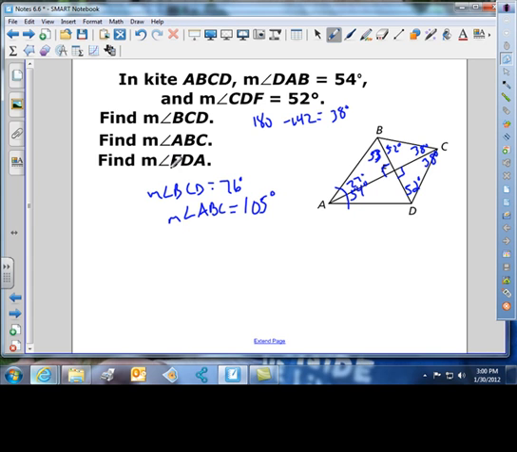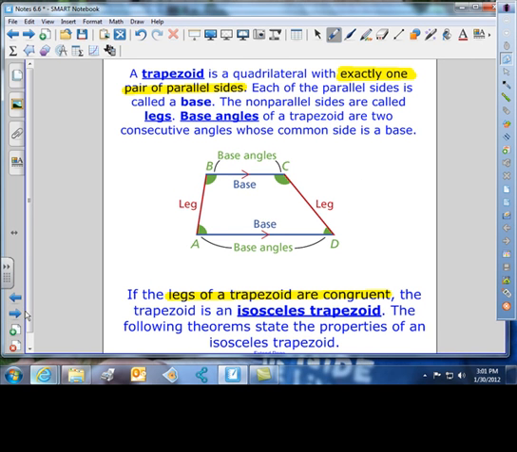Now, for the measure of FDA, F is right here, FDA would also be 53 degrees. So we say the measure of angle FDA is 53 degrees. So those were kites. Trapezoids.